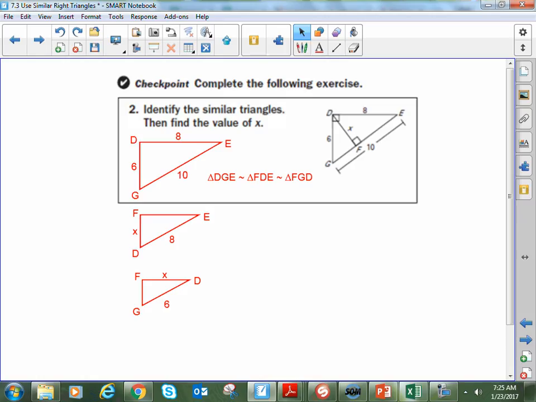So here we go. Now that I've done that and labeled all of their corresponding parts, the way I chose to set up and solve my ratio is I said segment FD over DG is equal to DE over GE, substituted their particular values, and solved for x to be 4.8 units long, whatever the unit of measure is.